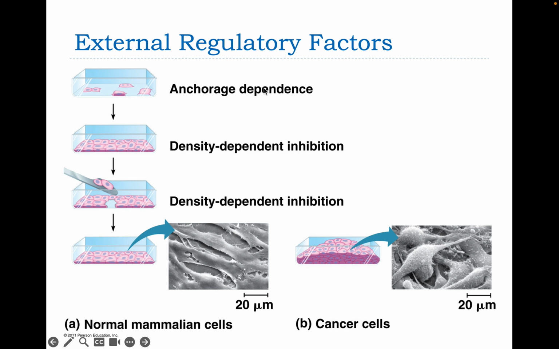There are also external regulatory factors like anchorage dependence and density-dependent inhibition. This would be when if there's too many neighbors, cells won't divide. Anchorage dependence would be if a cell can't anchor, it won't divide.